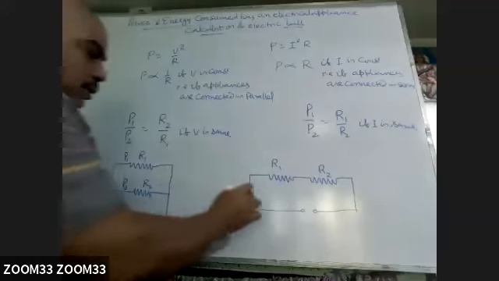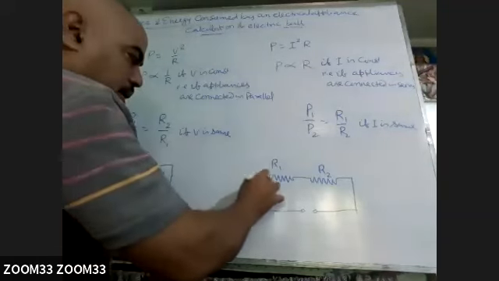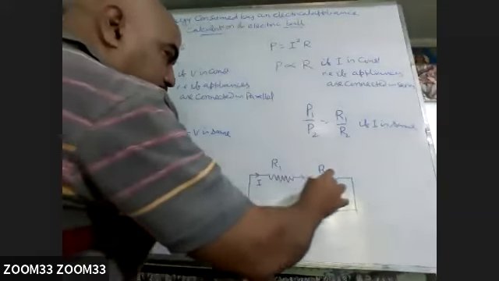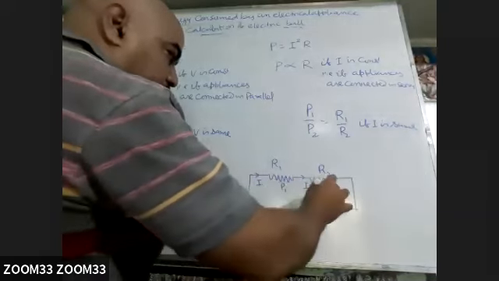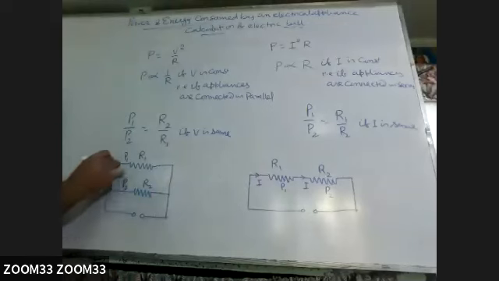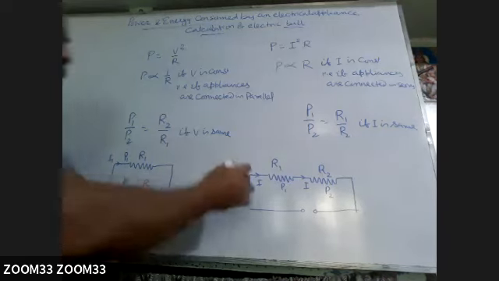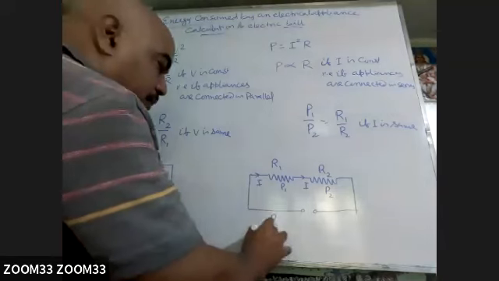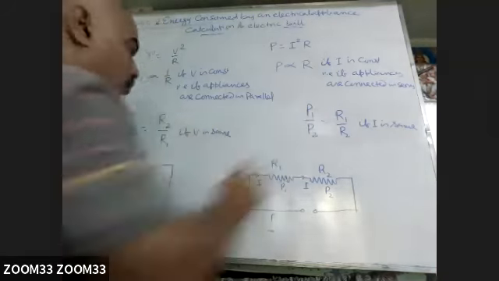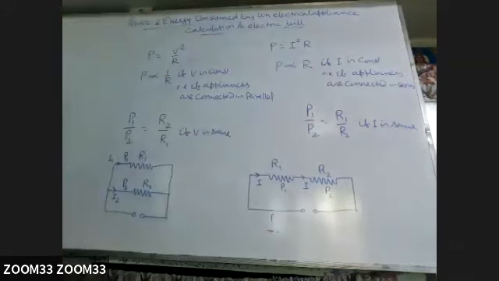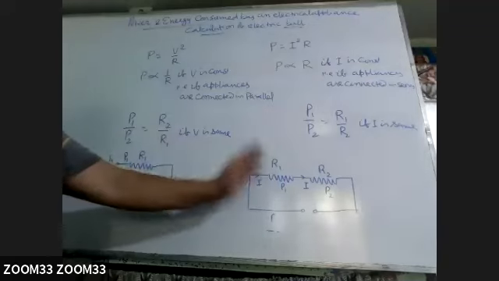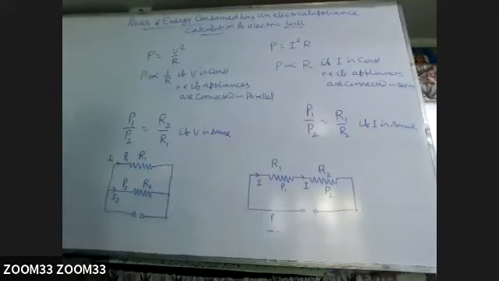so in this case, the current passing through them will be same. Here current will be different. This will have, suppose, I1 current, this will have I2 current, but potential difference will be same. So in this case, P1 by P2 is R1 by R2. That you can say. If this one has got more resistance, its power will be more.